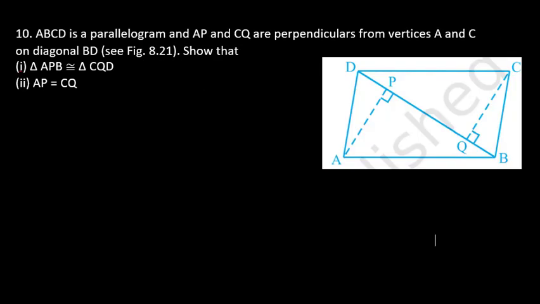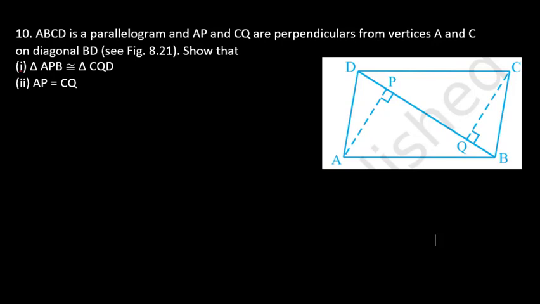Now let us see this 10th problem. ABCD is a parallelogram, and AP and CQ are perpendiculars from vertices A and C on the diagonal BD, as given in the problem. We have to show that triangle APB and triangle CQD are congruent, and hence I have to prove that AP and CQ are equal.